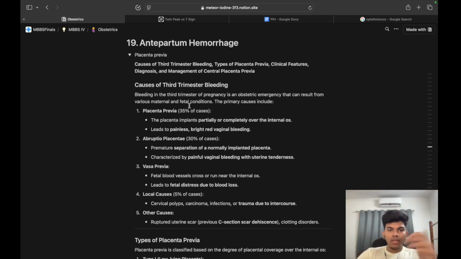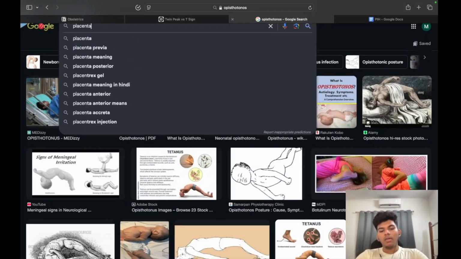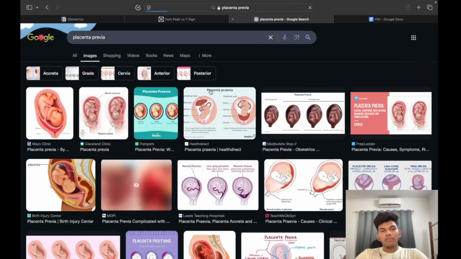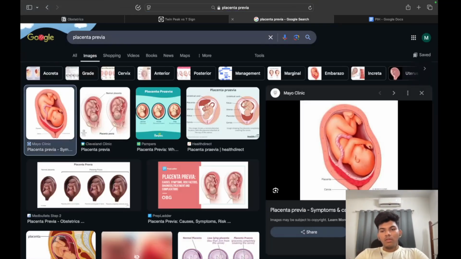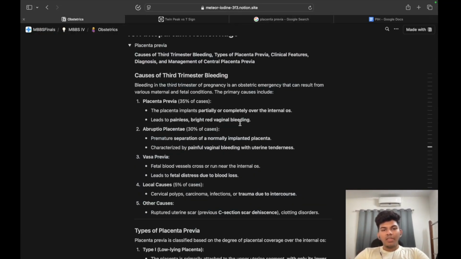Bleeding in third trimester is an obstetric emergency that can result from various things, and we have listed it already. So, first one, placenta previa. Placenta implants partially or completely over the internal os. Internal os, placenta previa. Best with a diagram. So, internal os over that leads to painless bright vaginal bleeding.